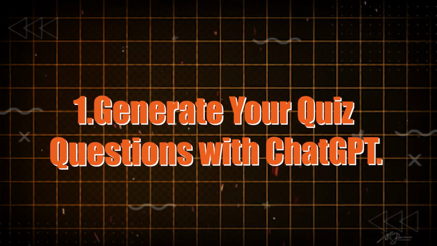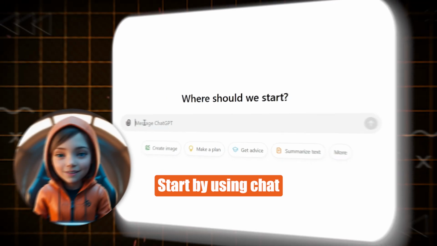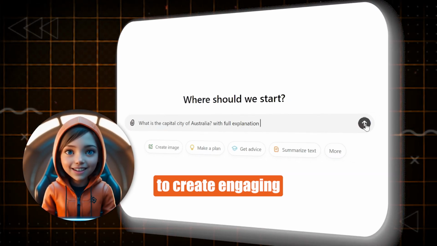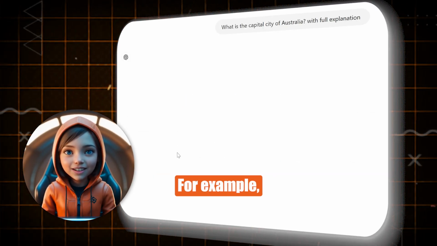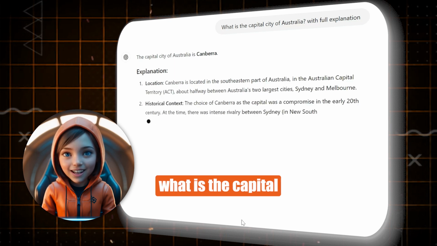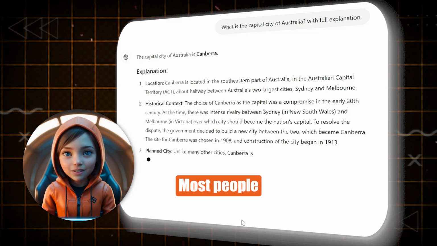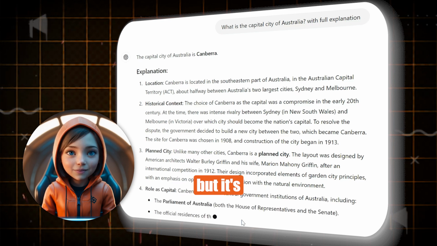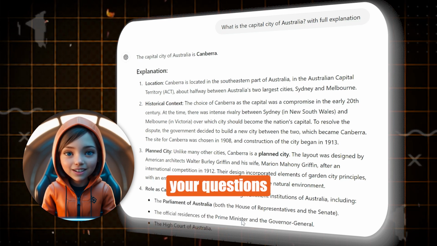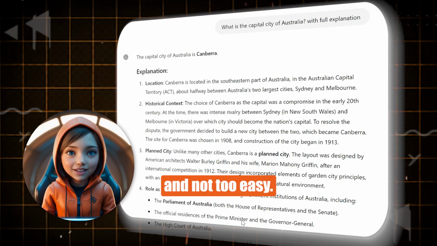Generate your quiz questions with ChatGPT. Start by using ChatGPT to create engaging trivia questions. For example, you might ask, "What is the capital city of Australia?" Most people mistakenly think it's Sydney, but it's actually Canberra. Make sure your questions are intriguing and not too easy.